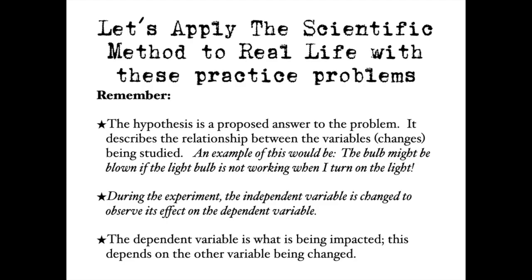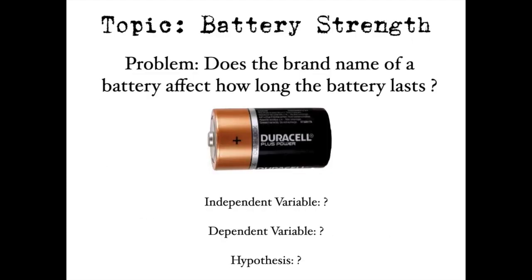So the dependent variable is what is being impacted. The dependent variable depends on the independent variable. This depends on the other variable being changed. So here we have battery strength. My question is: Does the brand name of battery affect how long the battery lasts? So I want you to give me the independent variable, dependent variable, and your hypothesis.